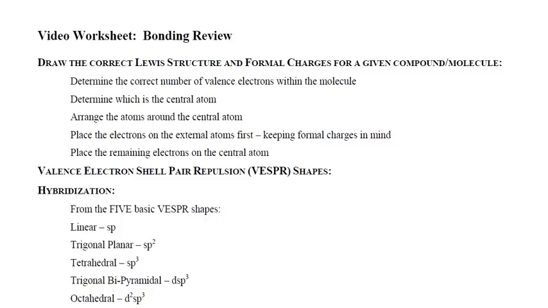Alright, the first thing that we need to do when drawing Lewis structures to determine quite a few things about the compound is draw a correct Lewis structure. First thing we want is the correct number of valence electrons within the molecule or compound. The way that we do that is we get our periodic table, take a look at what group the element's in, count that as our valence, get a total number there.